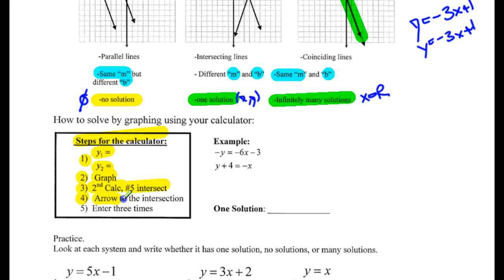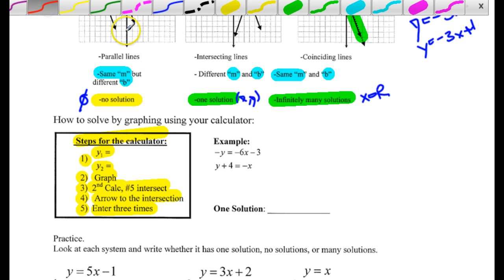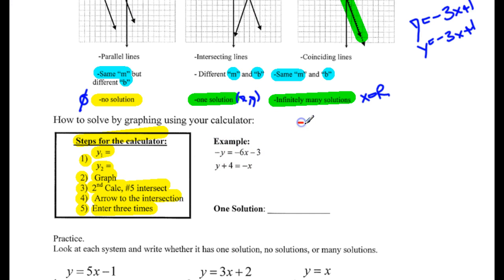Step 4, you're going to put the arrow to the intersection. Step 5, enter 3 times. Okay? I know that sounds kind of weird, but it's actually pretty simple. So here's what we have to do. Once again, both equations have to be in slope-intercept form. So I can't type these in. So we're going to have to do a little bit of work.